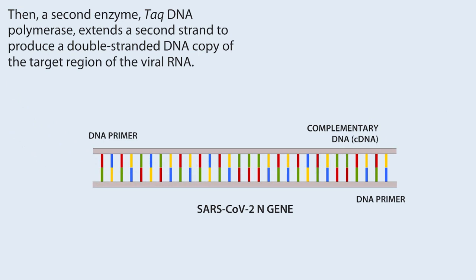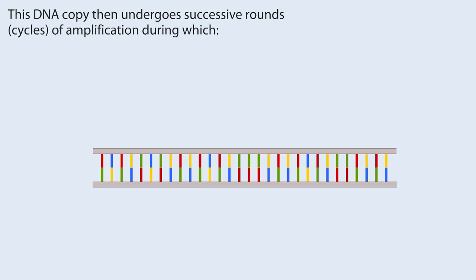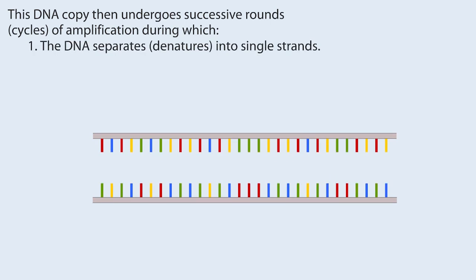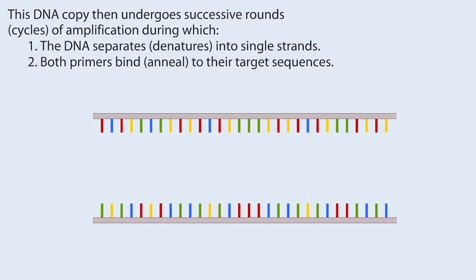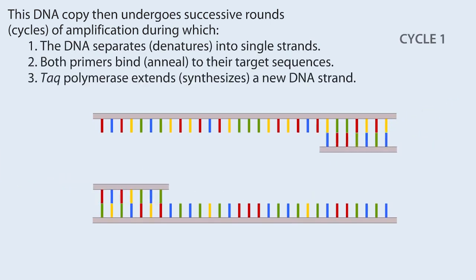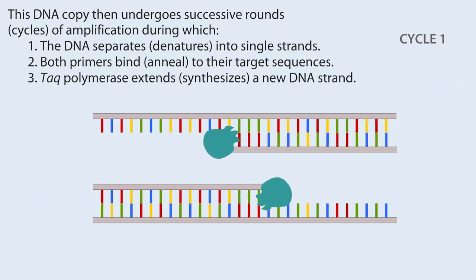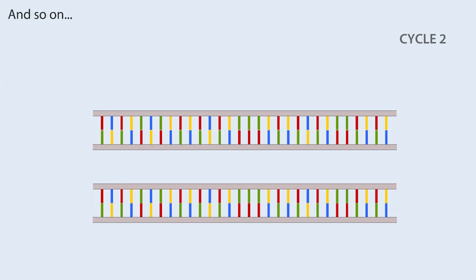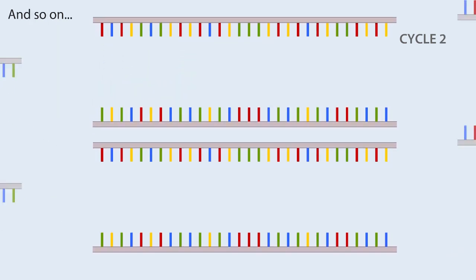of the viral RNA. This DNA copy then undergoes successive cycles of amplification during which the DNA separates, denatures into single strands, both primers bind, anneal, to their target sequences, taq polymerase extends, synthesizes a new DNA strand, and so on.